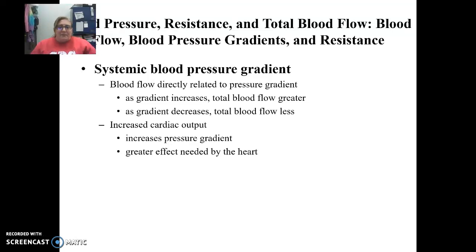Blood pressure is associated with a pressure gradient. That's why it's called blood pressure. The higher the gradient, or the steeper the gradient, the higher the blood pressure will go, and more blood flows. With a decrease of the gradient, the slower blood is going to flow, and you're going to have a lower blood pressure. Make sense?